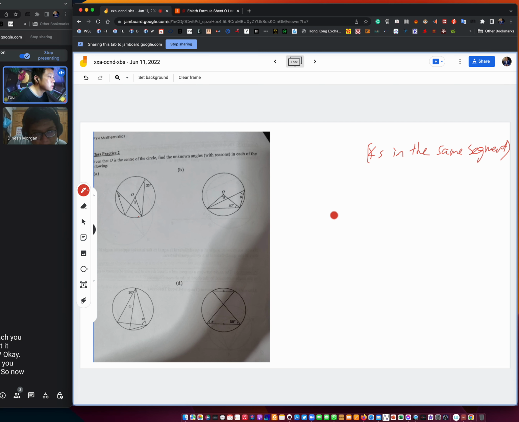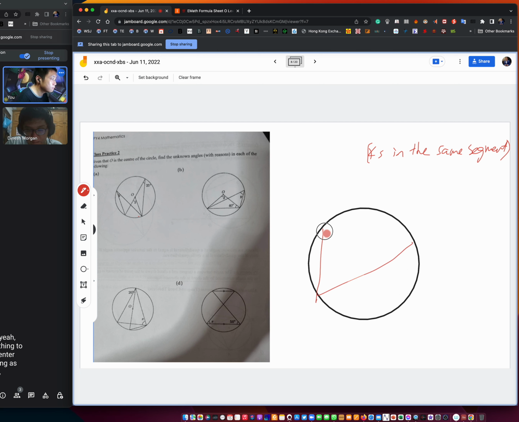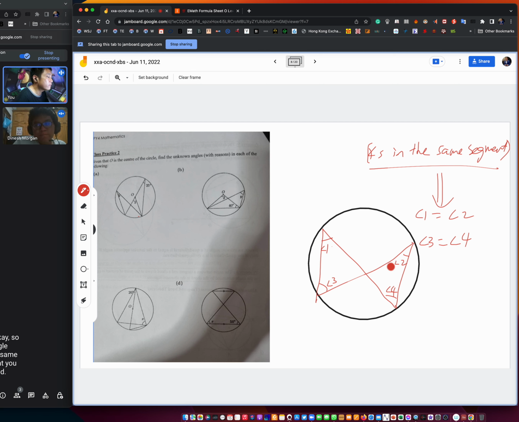So now, angles in the same segment is this. You get a circle, and there is nothing to do with the angle at center now. There is nothing to do with the center. So as long as you have this, angle 1 equals angle 2, and then angle 3 equals angle 4. Okay, so this is the angles in the same segment rule that you can use to reach this conclusion.